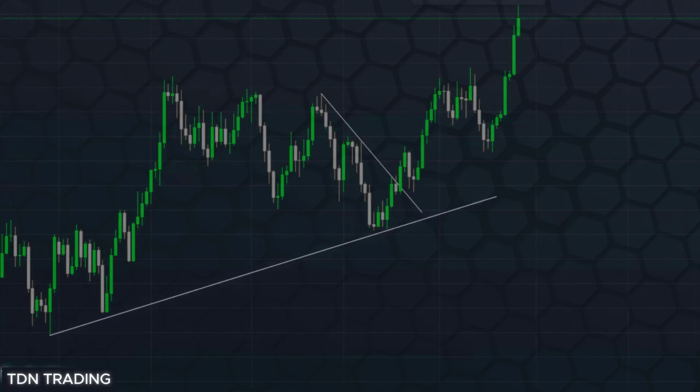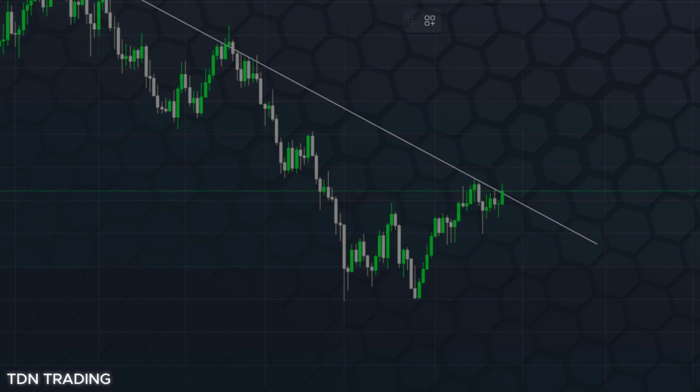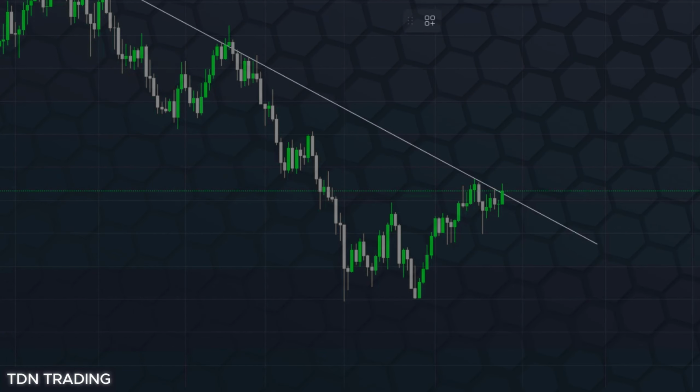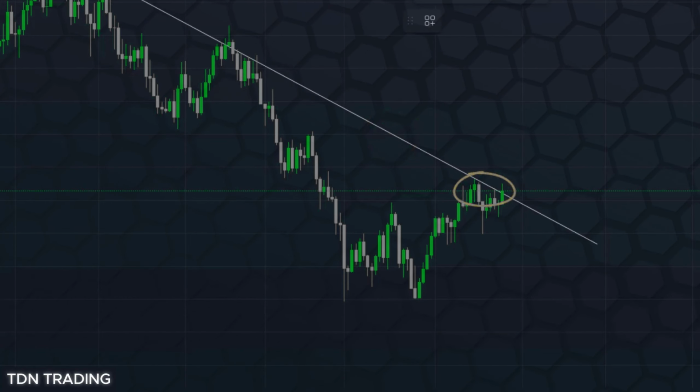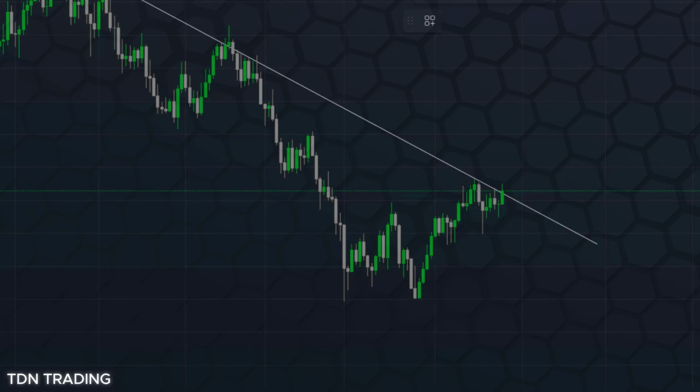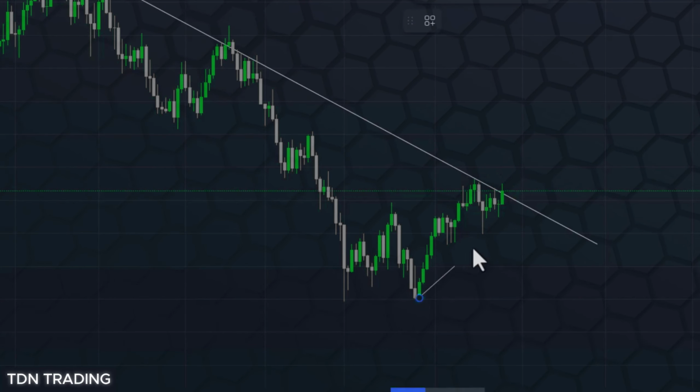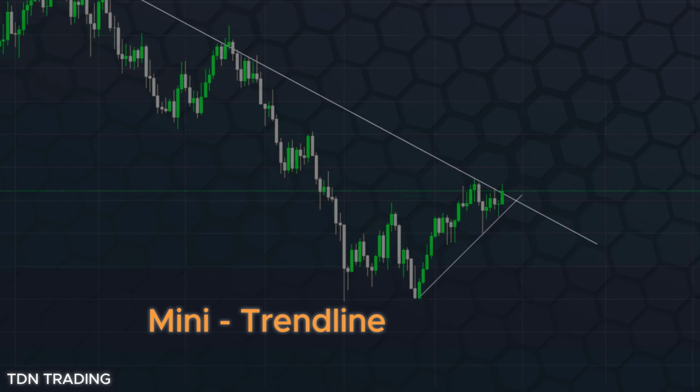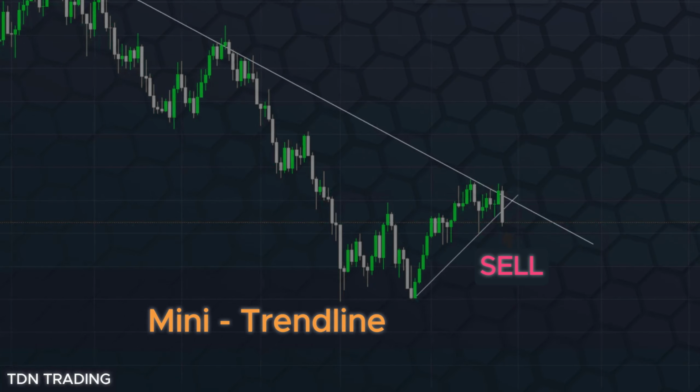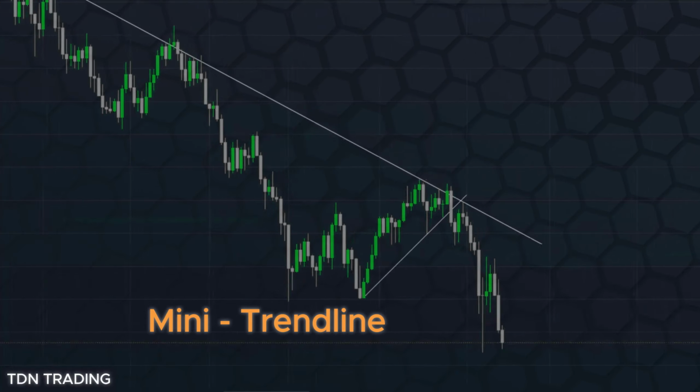Let's look at another example. In this chart, we spotted a downtrend. So we place our trend line above here. Then as we look at the current price, we spotted another possible continuation pattern. So the next step is, you want to confirm the continuation pattern by drawing a mini trend line at the pullback. And once the price breaks out, you take a sell position and watch price push downwards.